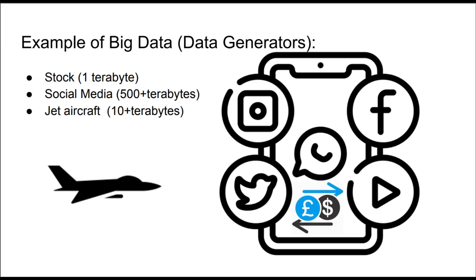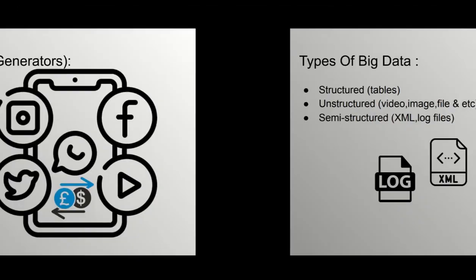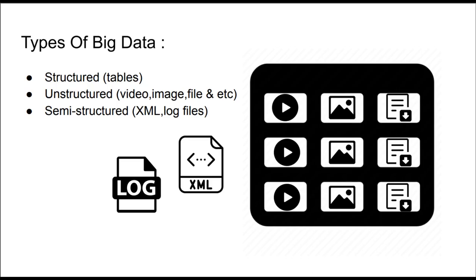Third one is aircraft. A single jet engine can generate 10 plus terabytes of data in 30 minutes of flight time. With many thousands of flights per day, data generation reaches many petabytes. Types of big data. Following are the types of big data. Structured means stable, unstructured means video, image, files, and so on. Semi-structured means both, like XML and log files.